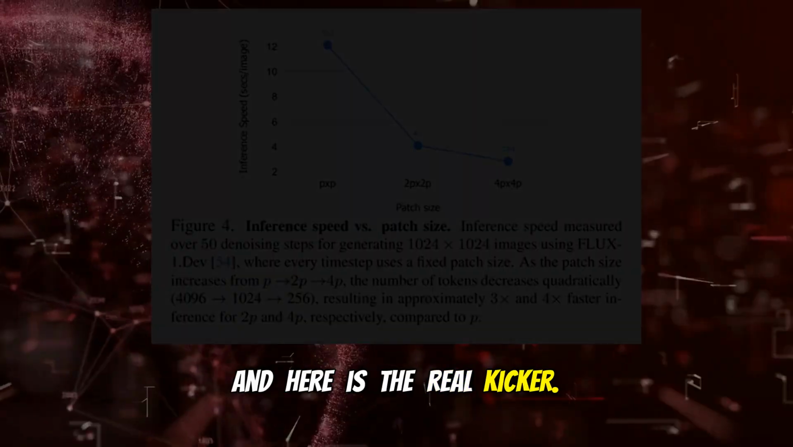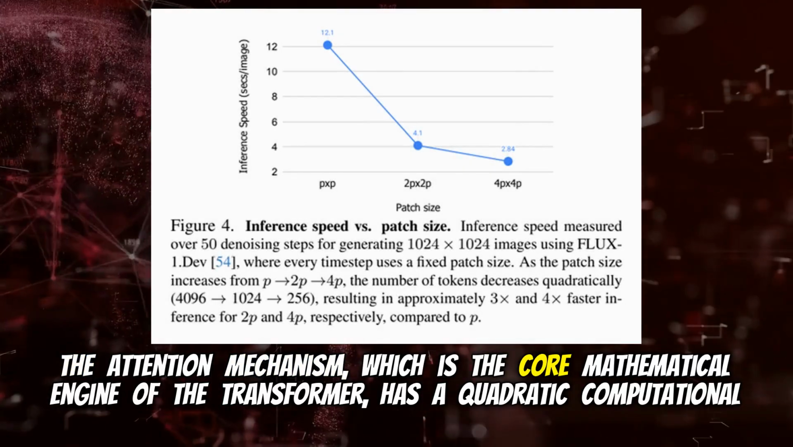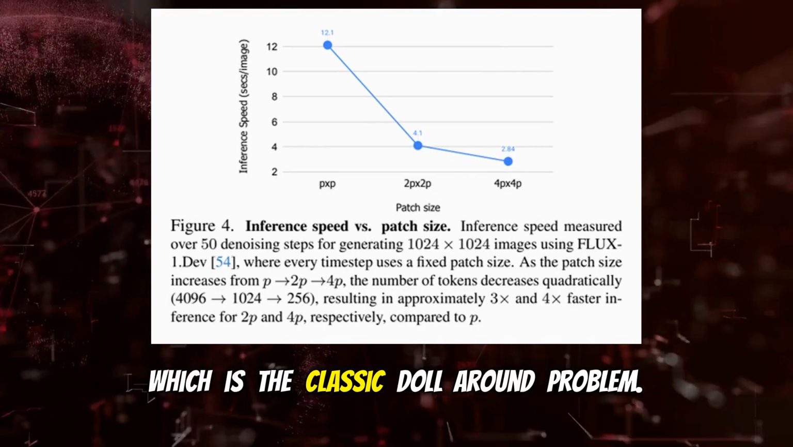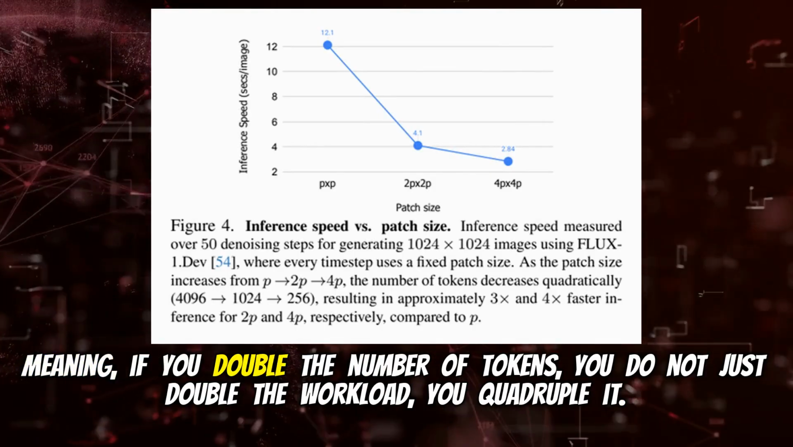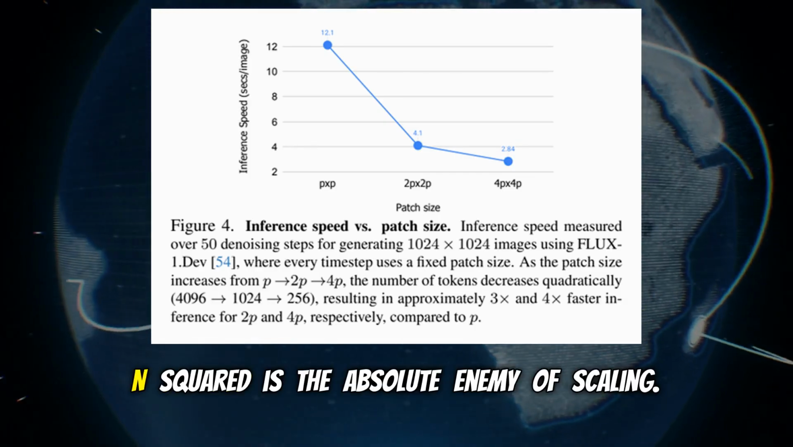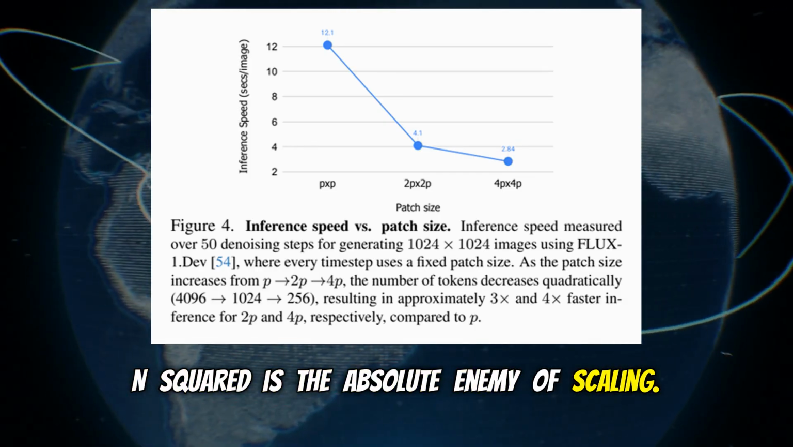And here is the real kicker. The attention mechanism, which is the core mathematical engine of the transformer, has a quadratic computational cost. Which is the classic doubling problem, meaning if you double the number of tokens, you do not just double the workload, you quadruple it. Exactly. N squared is the absolute enemy of scaling.